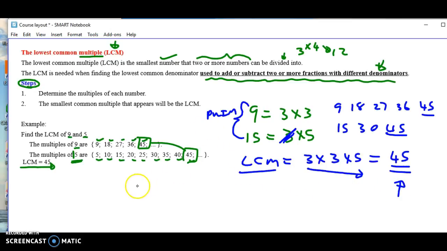This is very important when we start working with fractions. One of the biggest reasons why learners struggle with fractions is when there are different denominators, and we need to find the lowest common multiple to give them similar denominators. Then we need to be able to do this.